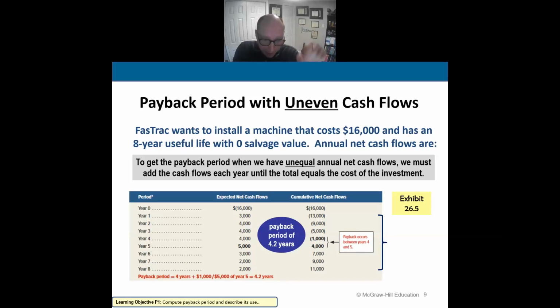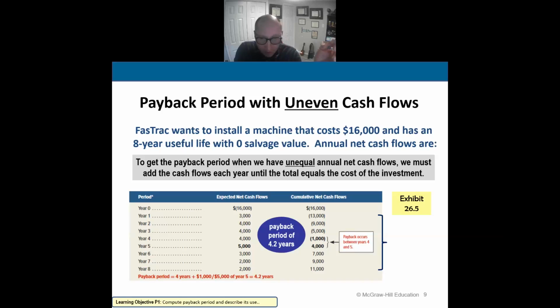Now you can do this simply with an Excel spreadsheet. Just run it through your years 0 to 8, your expected net cash flows, and then run a second column adding up the net cash flows, cumulative net cash flows. So year 0, it's a minus 16,000. Why minus 16,000? Because at year 0, that's when you bought the piece of machinery. You haven't started using it. You just bought it. So minus 16,000. Cash went out to buy the piece of machinery.